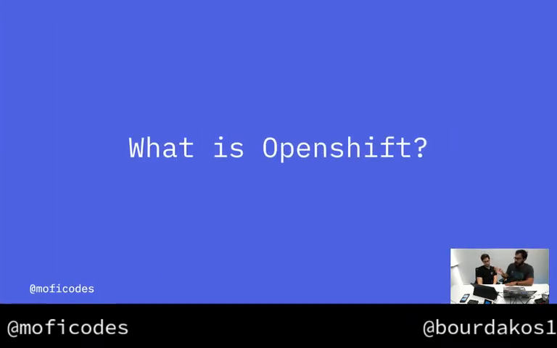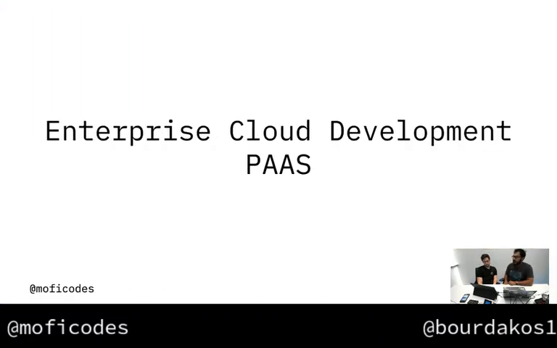So before we talk about how OpenShift does it, let's talk a little bit about what OpenShift is first, right? On the OpenShift website, they claim to be an Enterprise Cloud Development PaaS, Platform as a Service. So they are adding things on top of Kubernetes to convert Kubernetes into a platform, rather than just being this thing where you could do X, Y, and Z.